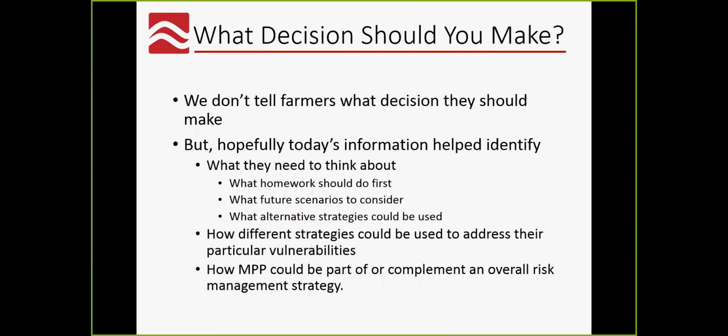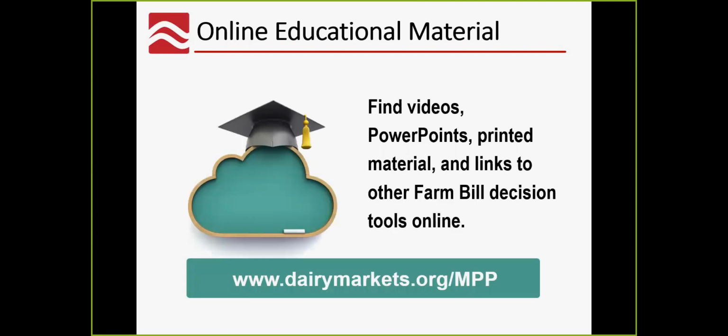But something to keep in mind. So what decision should you make? Well, we don't tell you what to do, but hopefully the information that we talked about today is useful for making this decision. Hopefully you'll look at the tool, talk to your farm financial advisors, talk to your extension educators, talk to your co-op people, and watch it as we go towards November 20th for sign up.